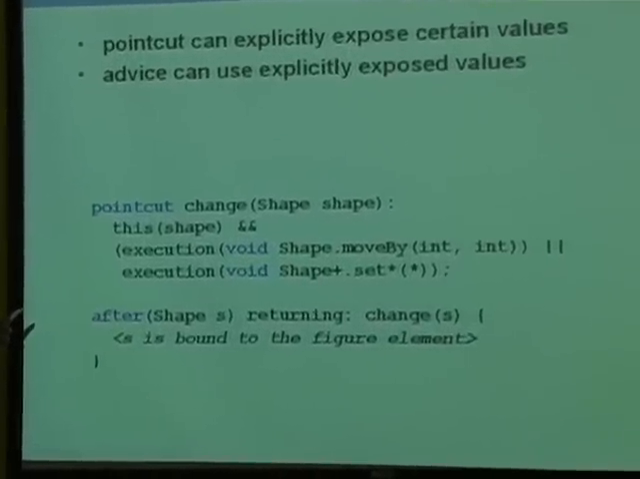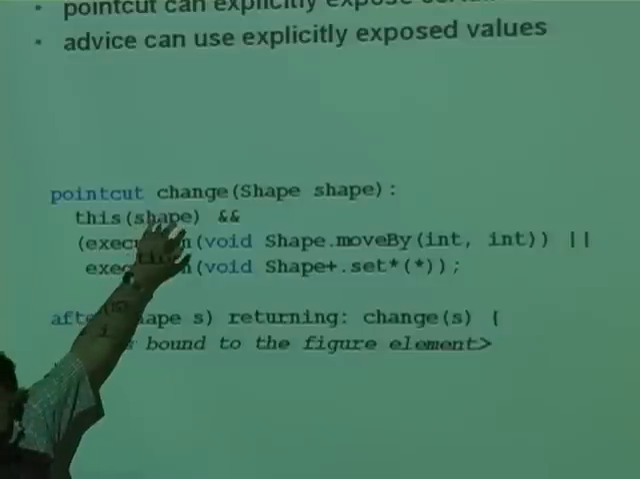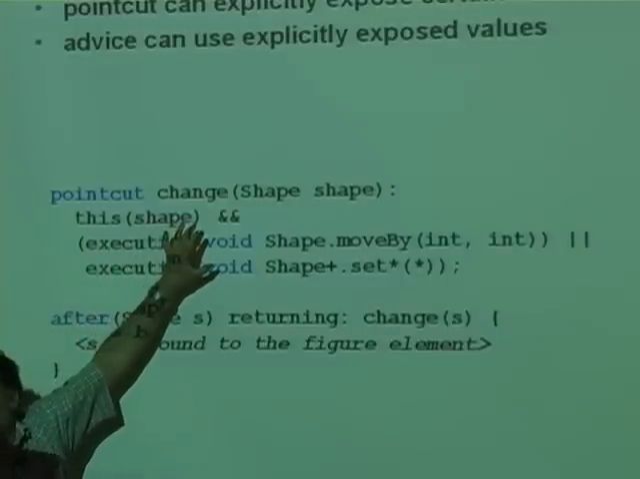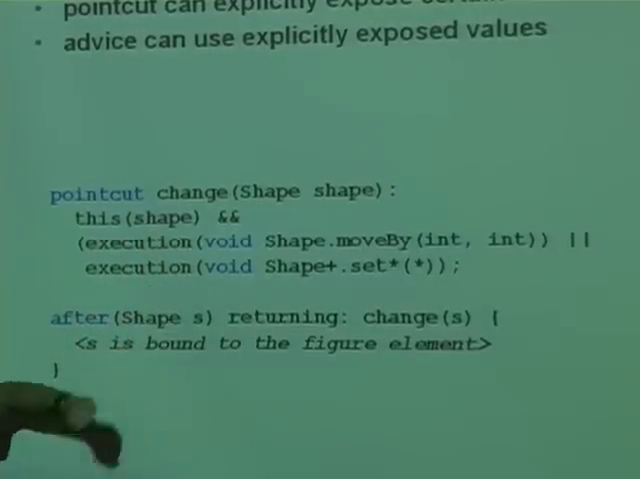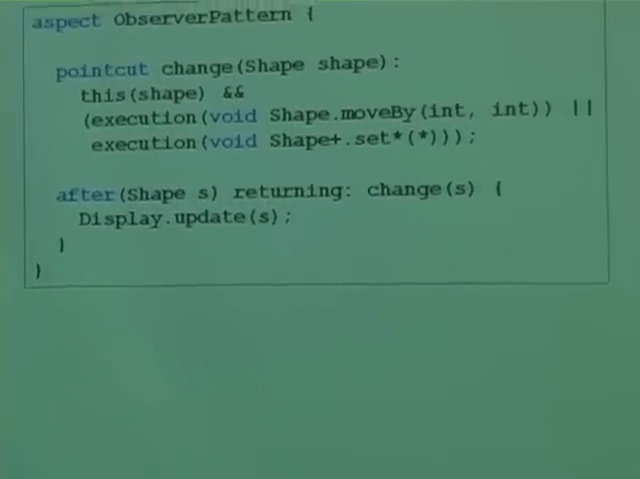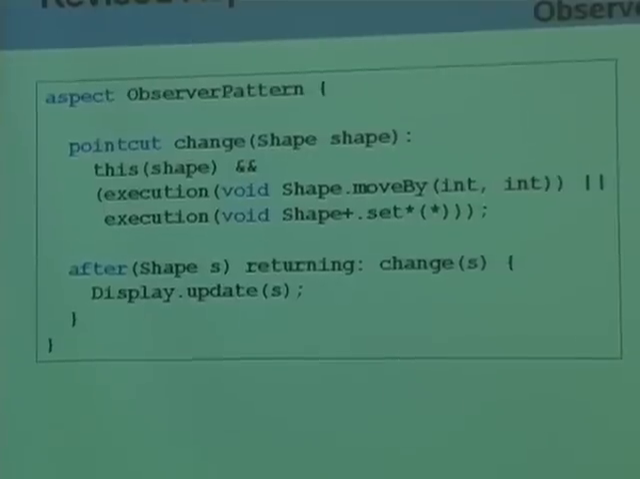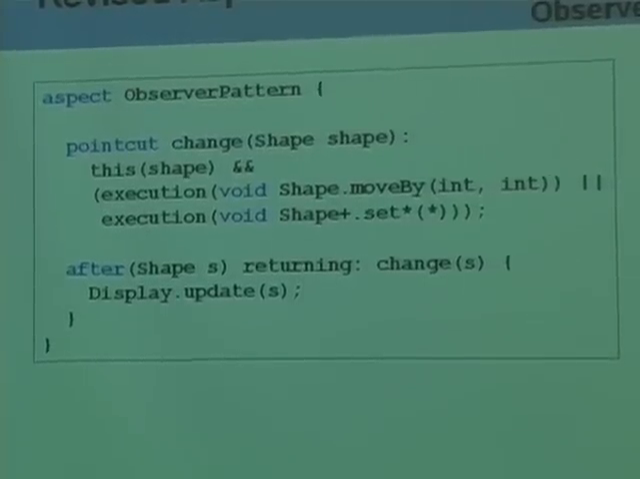The this pointcut uses the special this pointcut primitive for getting access to the object which is executing. In other words, the shape that's changing, and picks it up down here. And so I can write this advice here where I actually know which shape is changing. And there's a couple other such primitives. There's one called target, which at a call join point gives you the thing being called. And there's one called args, which gives you the arguments to the method. And those let you get some of the values that are going around at the call in question. And those can be used in useful ways.